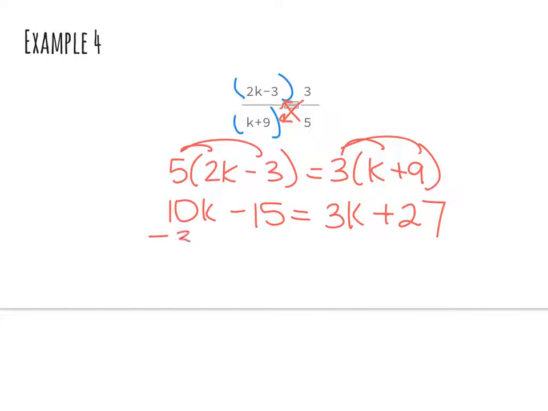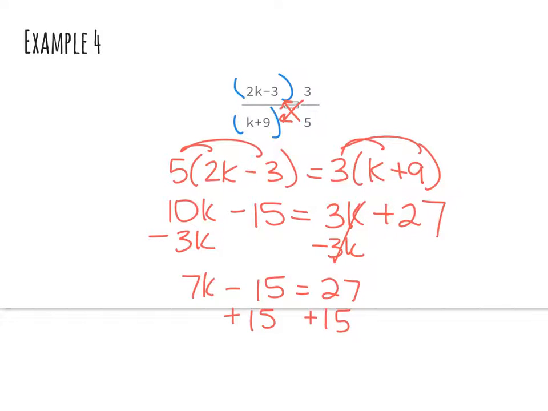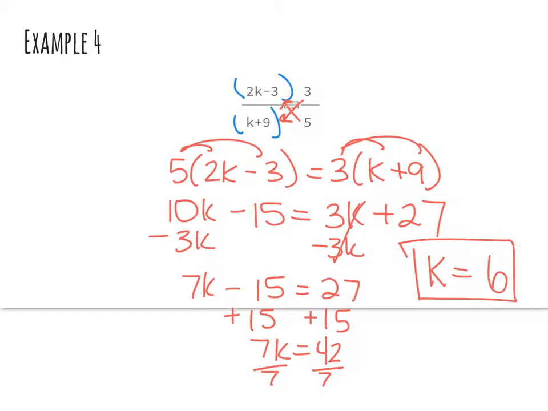So then I would subtract 3k, because I have variables on both sides here. So I get 7k minus 15 equals 27. Add 15. So I get 7k equals 42. And then we divide by 7. 42 divided by 7 is 6. So k is equal to 6.